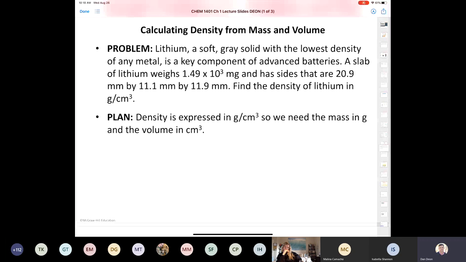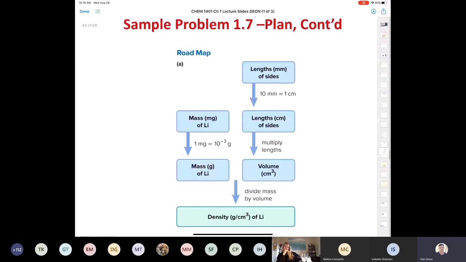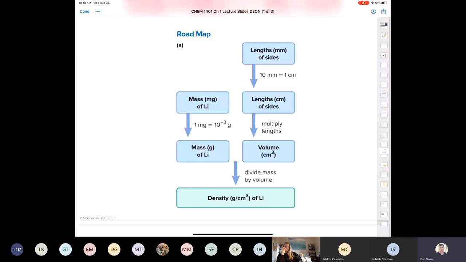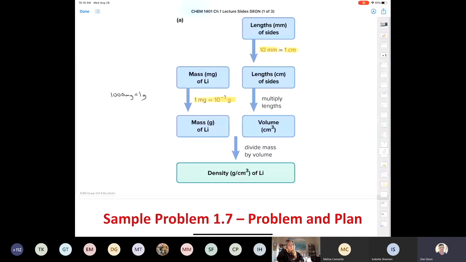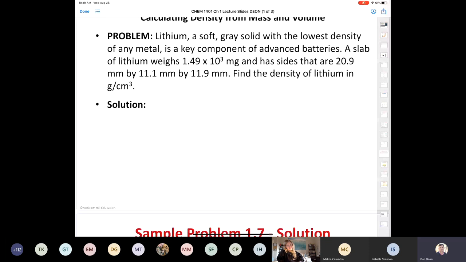Good gravy. Okay. Anyhow, do we even need all this stuff here? Anyhow, here's the roadmap if you need it. And maybe you do if you don't remember some of the conversions that we've looked at. So we're going to need this conversion that in 1 centimeter, there's 10 millimeters. What else? That in 1 milligram, there's 10 to the negative 3 grams. I'm not wild about those. I like to say it like this, that in 1 gram, there's 1,000 milligrams. I find it easier to work with numbers that are greater than one. And then we're just going to use our density formula. Anyhow, let's do it. This is why they pay me $3 an hour, right? So we're going to convert all of these lengths into centimeters, okay?